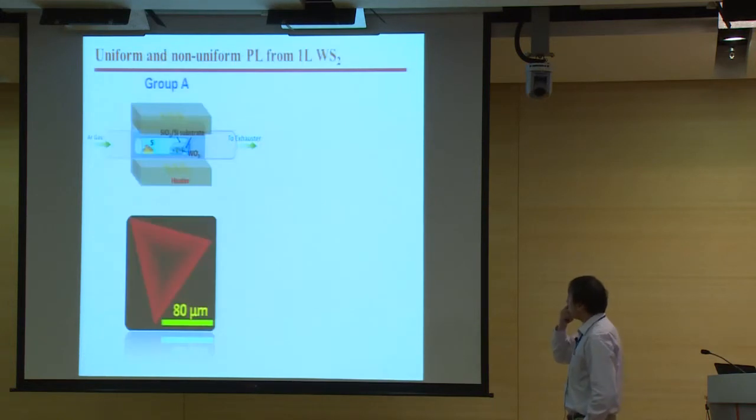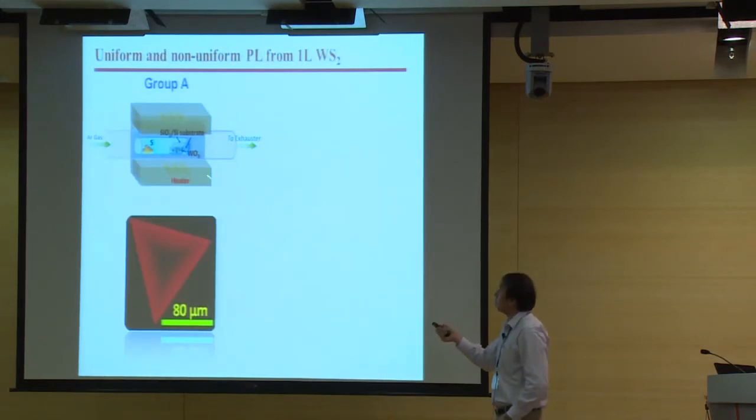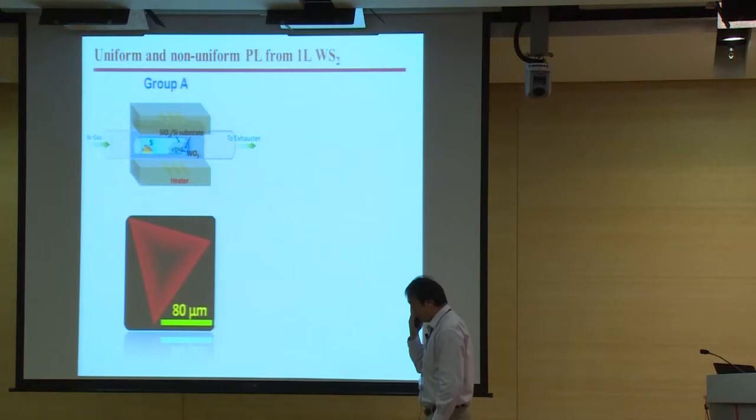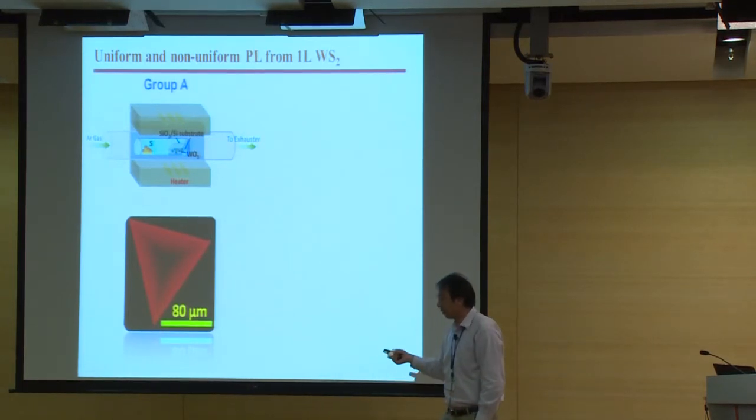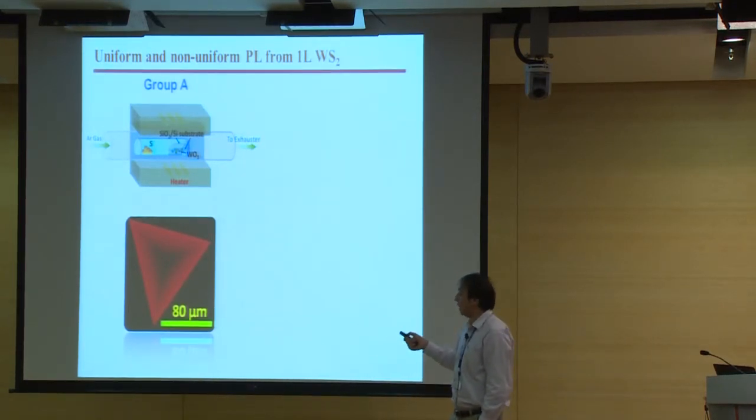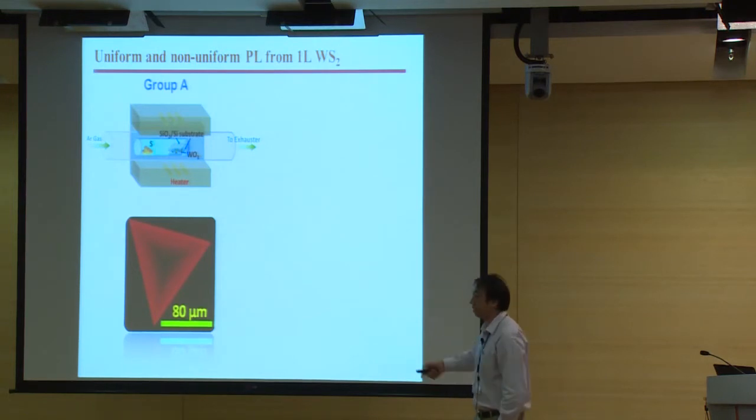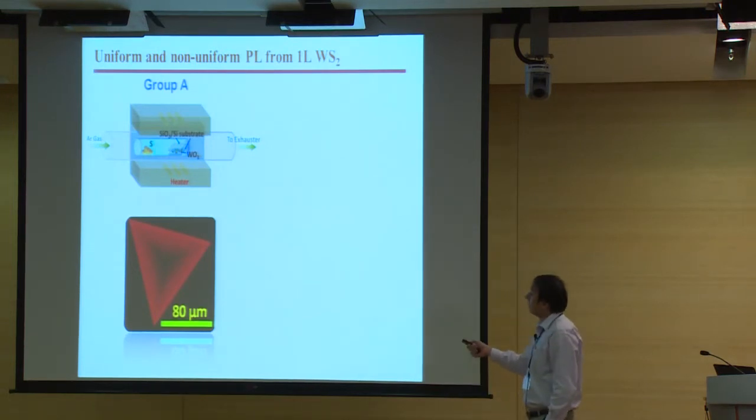All right, so as I say, we use this one and we produce the monolayer tungsten disulfide with non-uniform light emission, but it is strong. I would like to emphasize once again. And after that, we think about whether we can do something else.